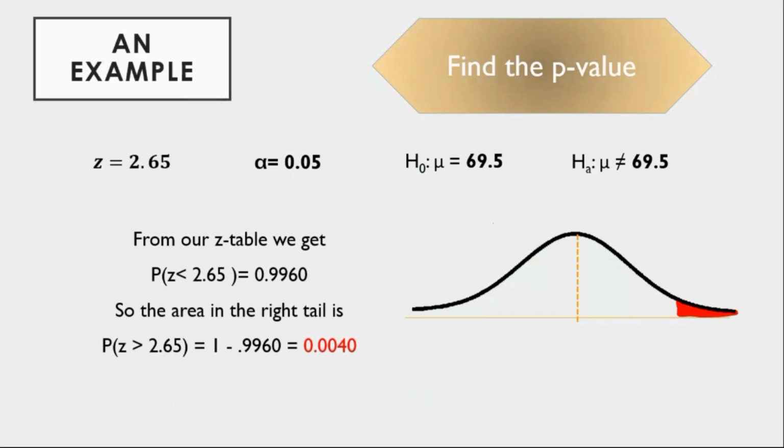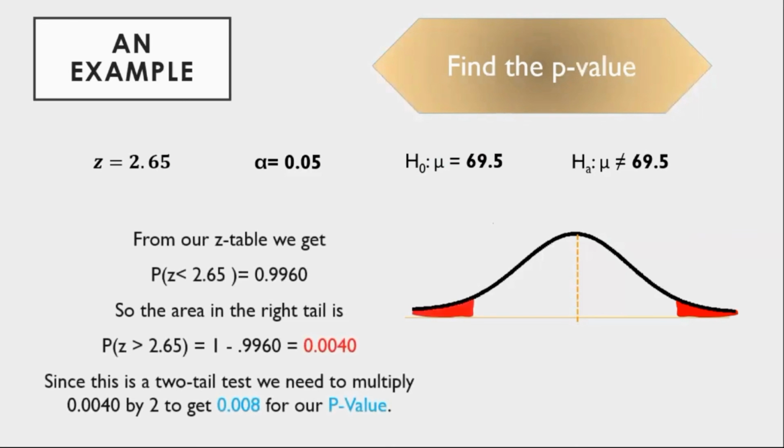However, this is a two-tailed test. Our test statistic was significantly high, right? It was a large value over 69.5, but my claim was that it's just different. So the fact that it was so far above is just as compelling as if I got an answer that was really far below. So I'm also going to shade the same area on the left side of the curve, representing what would have happened if I'd gotten an extremely low answer. You combine those to get a total shaded area of 0.008 for our p-value.